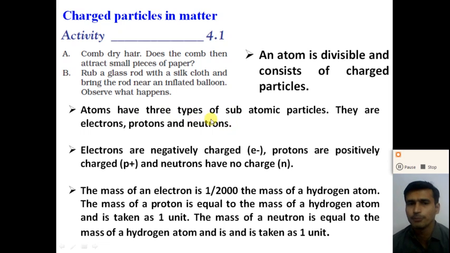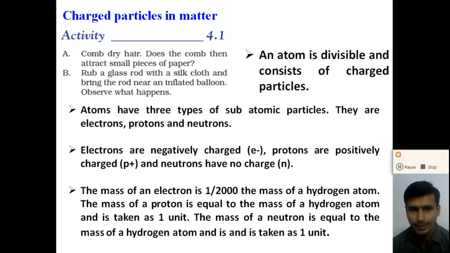So mainly the atom has three types of charged particle, or we can say that the atoms have mainly three types of subatomic particle. They are electron, proton and neutron. One is the negatively charged particle, another is a positively charged particle, and the neutron has no charge, neutral charge. That means there is no charge on the neutron. So the atom is made up of three subatomic particles.